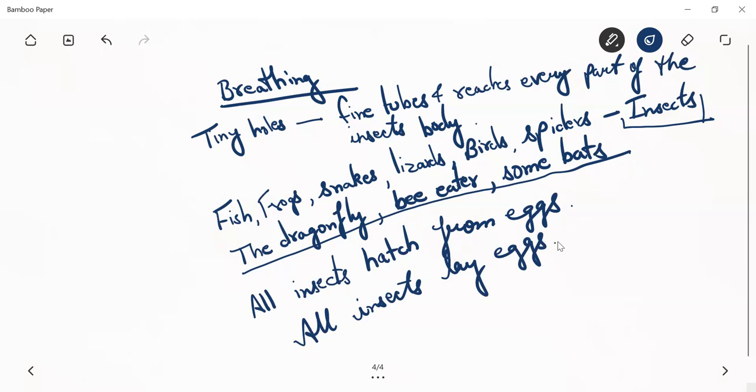Animals give birth to their offspring, like a cow is an herbivore, it gives birth to a calf. Isn't it? Yes, ma'am. So all insects lay eggs. Butterflies and moths lay eggs on plants.